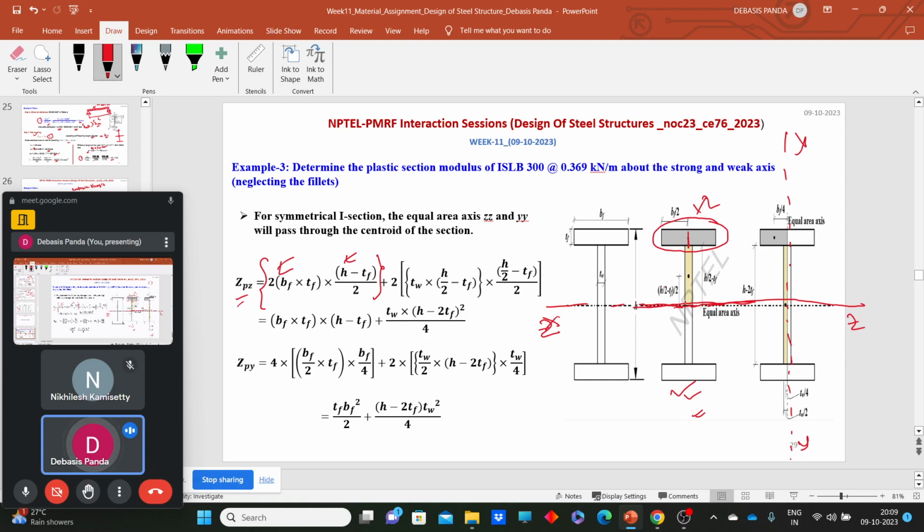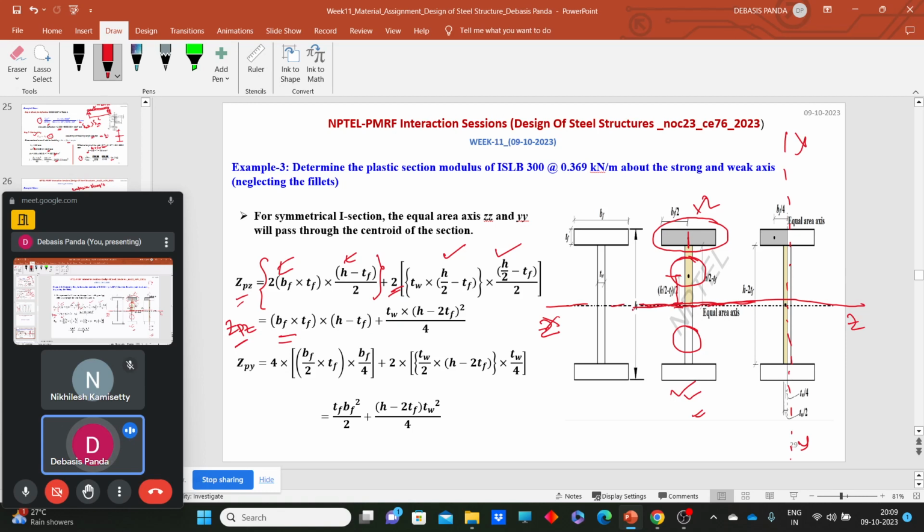One more thing is left when we are calculating the ZPZ, or plastic sectional modulus, about this axis. One more thing is left, this area. If we can calculate the area and CG distance of the area above the neutral axis, then just multiply it. This is the area of this section and this is the CG distance from the center of CG, and multiplied by 2. If we simplify, the equation comes as BF into TF multiplied by H minus TF, plus TW multiplied by H minus 2TF square by 4. If we plug all the values in this equation, we can calculate the ZPZ value.